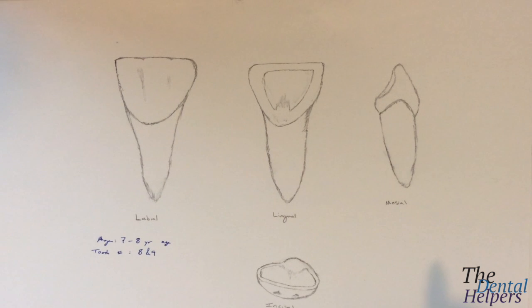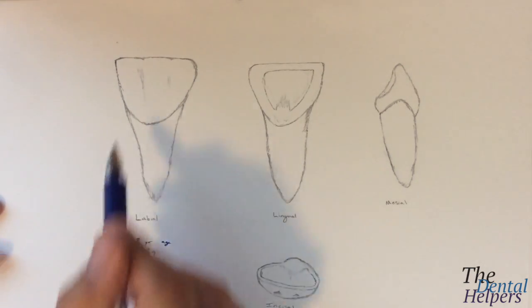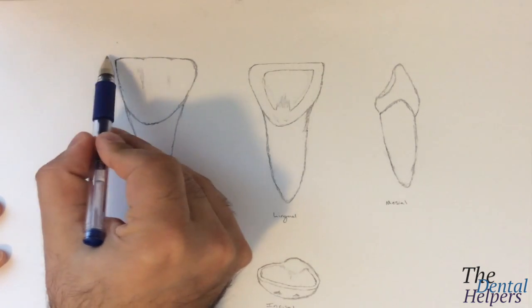So we're going to start with the maxillary central incisors, and this is tooth numbers 8 and 9, and they're going to typically erupt around 7 to 8 years of age. And a way you can distinguish if it's tooth number 8 or 9, or the right or left central incisor, is if you look right here.